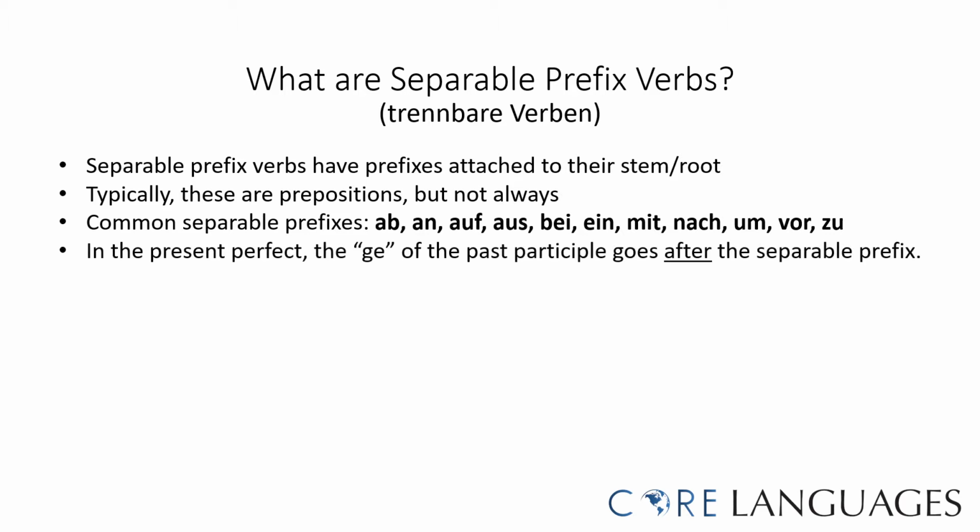To form the present perfect, we need to add the syllable ge to form the past participle. For separable prefix verbs, the syllable ge goes between the separable prefix and the stem. For example, ich habe ausgeschlafen. The verb is ausschlafen, which is to sleep in. The participle is ausgeschlafen. I have slept in.